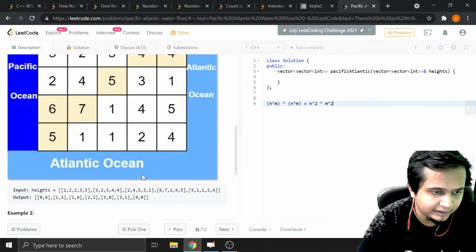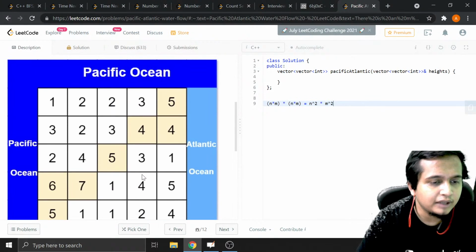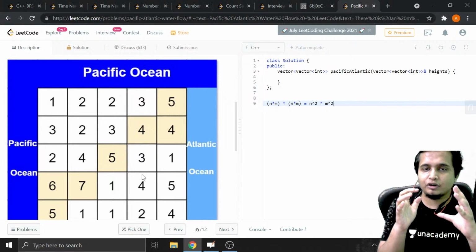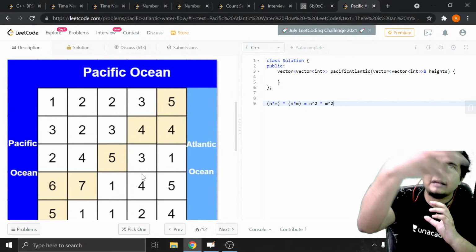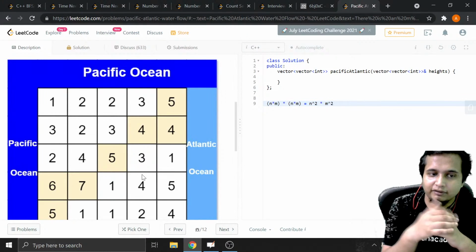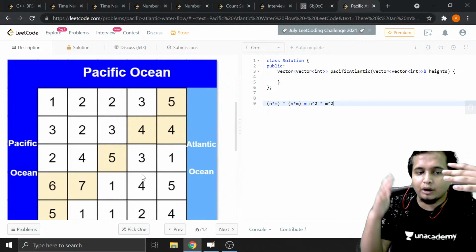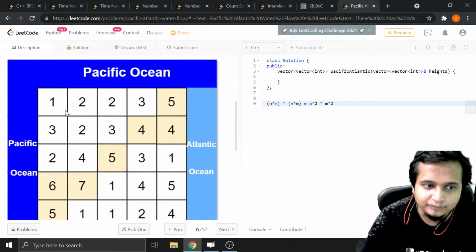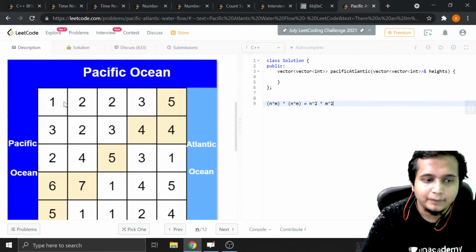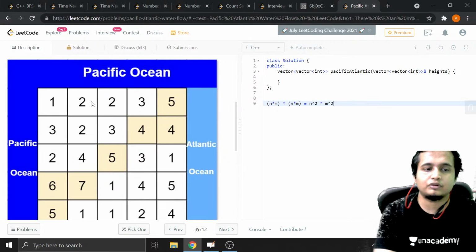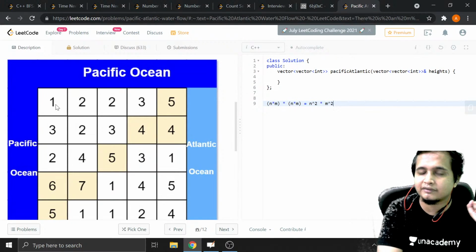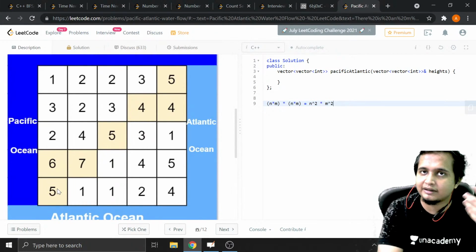Yeah, correct. Okay, so the actual logic of this solution is, see, you can either check from the cells in the grid whether you can reach the Pacific Ocean or the Atlantic Ocean, or you can do the reverse. You can start from the Pacific Ocean or the Atlantic Ocean. So let us see how many cells we can reach from the Pacific Ocean. There would be some cells. What all cells? These boundary cells can definitely reach the Pacific Ocean. These cells can also definitely reach the Pacific Ocean.